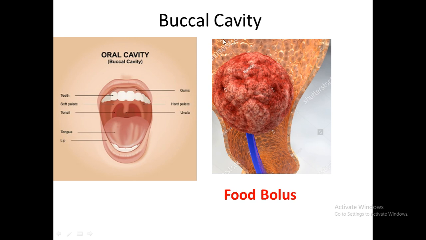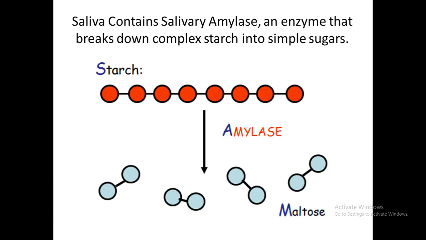The food turns the shape of a ball and is known as food bolus when it is mixed with saliva. So these are the physical things we can see, but chemical breakdown of food also takes place here. This is the mouth, oral cavity or buccal cavity. Inside this buccal cavity, the saliva mixes with the food and the food turns into food bolus. So this physical breaking down of the food we have seen. Now here you can see the chemical breakdown.